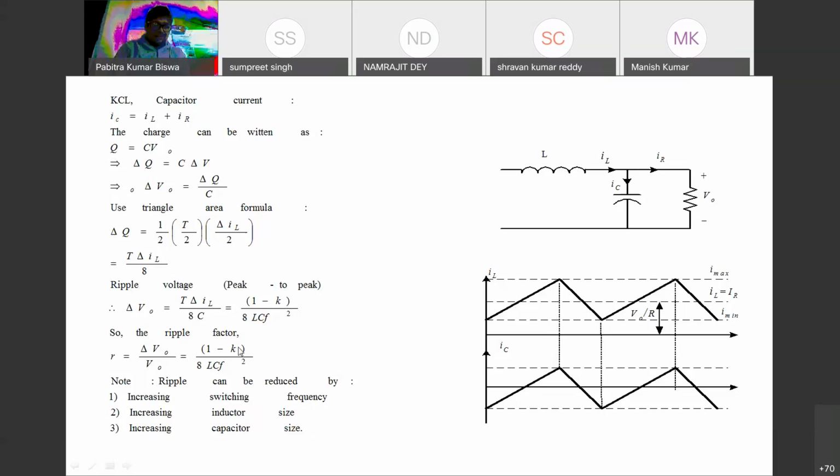From here you have to find out that the ripple can be reduced by increasing the switching frequency and increasing the inductor size. The ripple factor, we are considering this equation, (1 minus k) by 8 L C f square. These three terms are very important to deal with the ripple.